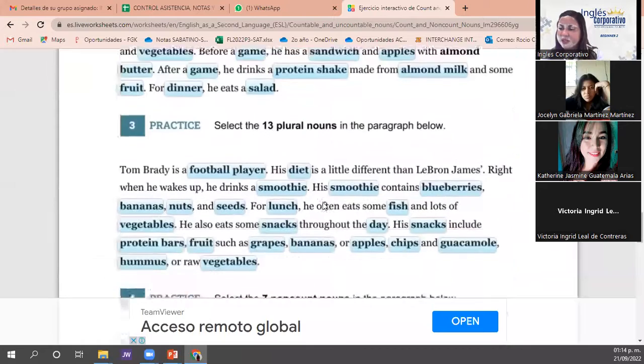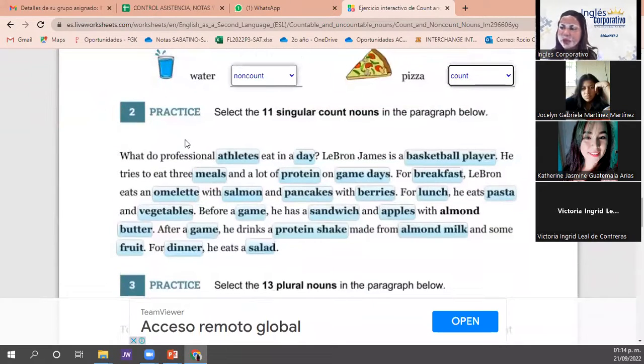at home, okay, because of the time, or maybe we can do this one, okay. Select the 11 singular count nouns in the paragraph below. It says, what do professional athletes eat in a day? LeBron James is a basketball player. He tries to eat 3 meals and a lot of protein on game days. For breakfast, LeBron eats an omelette with salmon and pancakes with berries. For lunch, he eats pasta and vegetables before the game. He has a sandwich and apples with almond butter. After a game, he drinks a protein shake made from almond milk and some fruit. For dinner, he eats a salad.